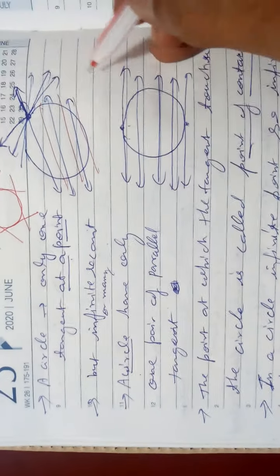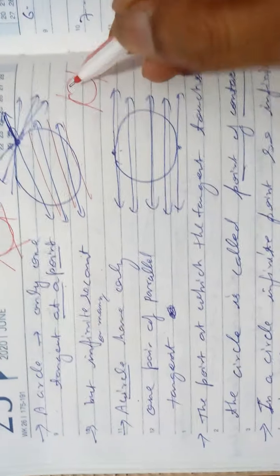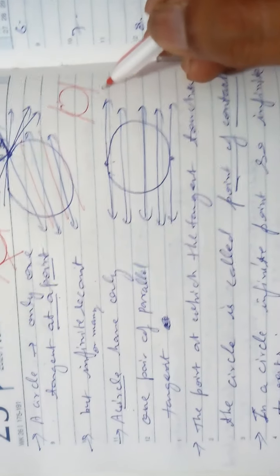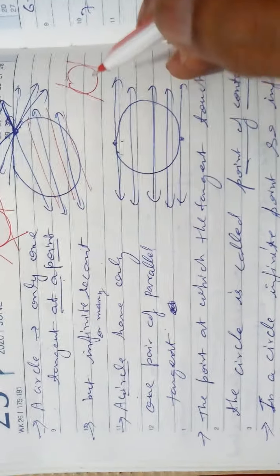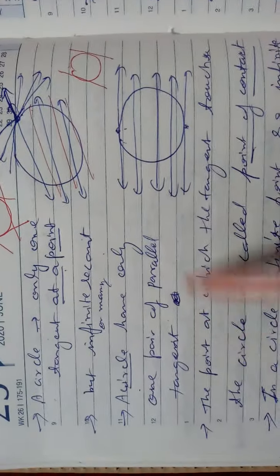One pair of parallel tangents means a line like this, and here it will happen. Any other tangent will not be parallel. There are infinite tangents, but the pair is only one. At a time, at most two tangents can be parallel.